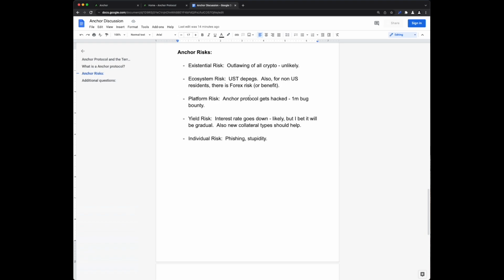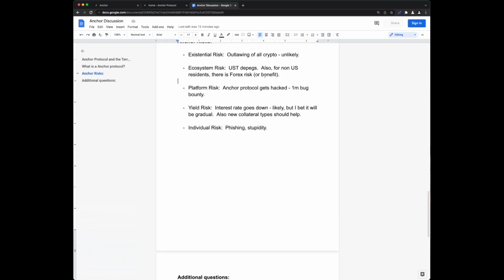Additionally, if you're a non-US resident, then there's the foreign exchange risk. So if you get paid in euros and you're putting your money into an Anchor account as essentially a savings account, then you're converting it to dollars. And if the euro to dollar exchange rate changes, then you face some risk there. But that said, that could also be a big benefit. For example, if I lived in one of these countries that has hyperinflation going on, like Venezuela, I would absolutely be very happy to have my savings stored in US dollars or in a US pegged stablecoin. So that could be a big benefit too.